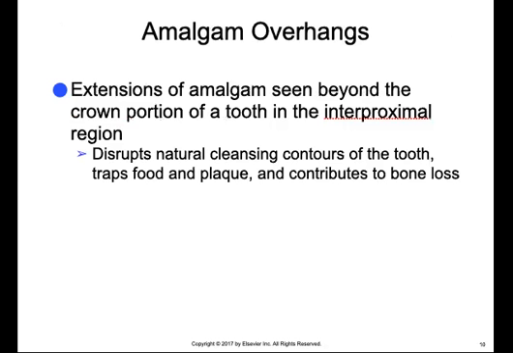Amalgam overhangs are extensions of amalgams seen beyond the crown portion of the tooth in the interproximal region. An amalgam overhang can result from improper band placement around the tooth before condensing the amalgam restoration. So, an amalgam overhang disrupts the natural cleansing contours of the tooth. It can trap food and plaque, and it can also contribute to bone loss.